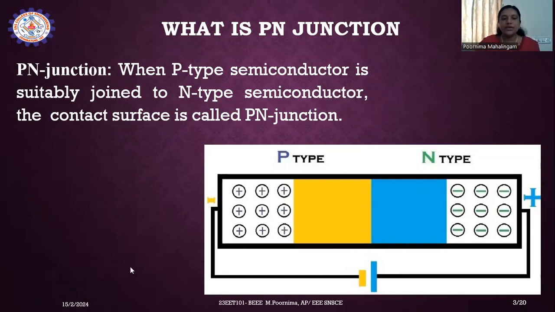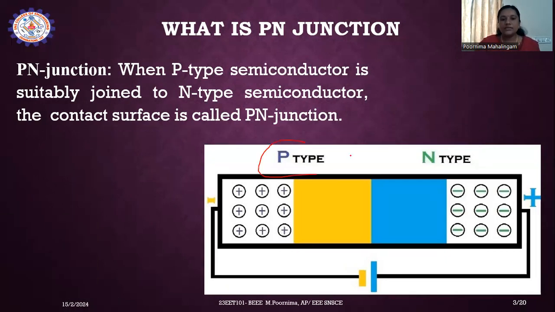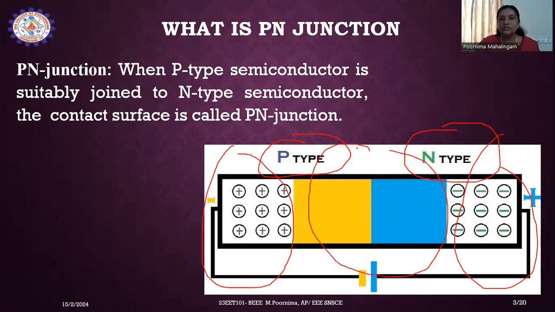Here we can see we have a P-type semiconductor and an N-type semiconductor, and these two semiconductors are joined, and the contact surface is known as the PN junction. This surface is known as the PN junction.